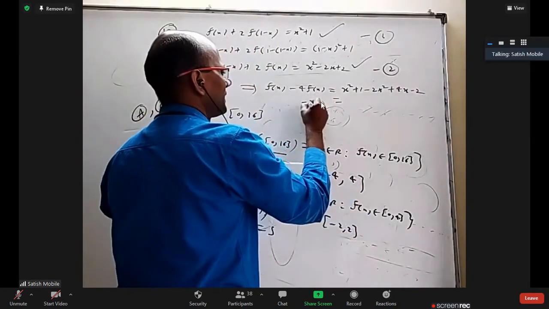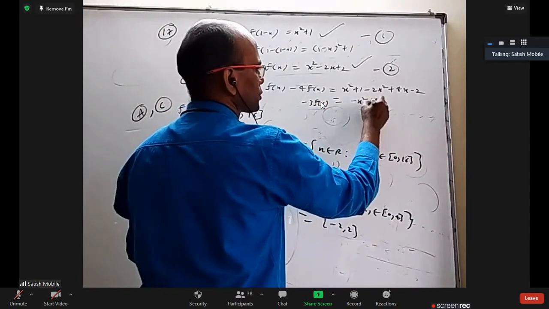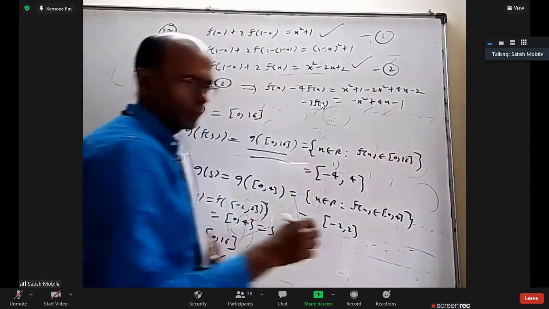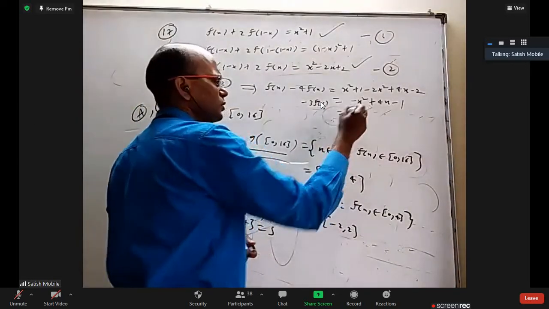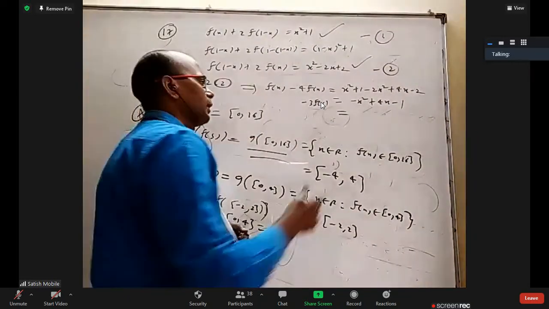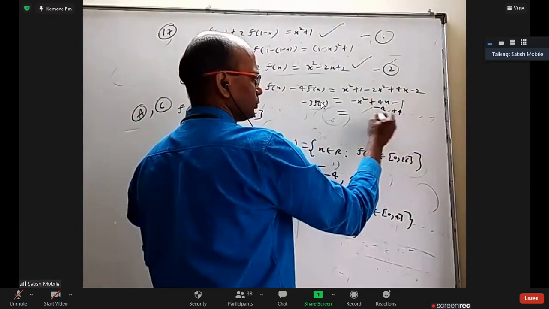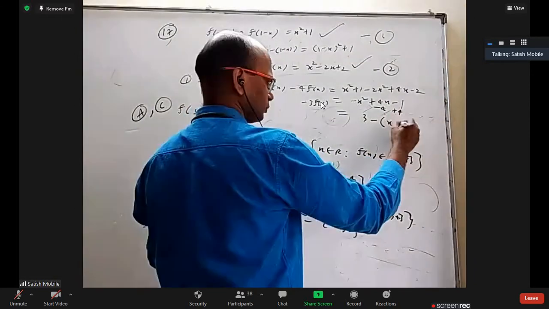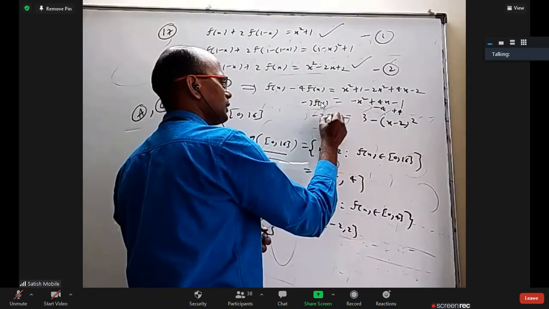Okay, that is minus 3 f of x is equal to minus x square plus 4x minus 1. I have to find the range for a quadratic equation. If you want to find the range, you have a formula, 4ac minus b square by 4a, or you can make a perfect square. I need a minus 4, so I'll write minus 4 plus 4, which is 3, minus x minus 2 whole square equal to minus 3 f of x.